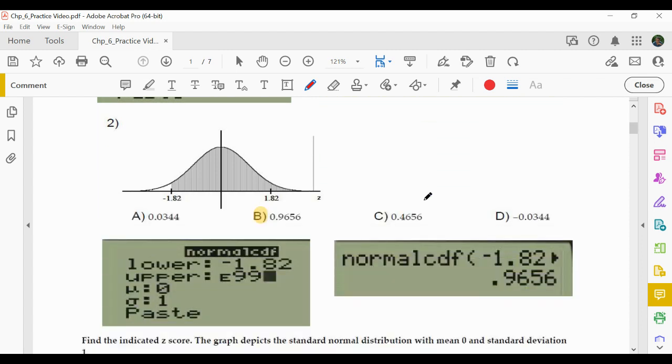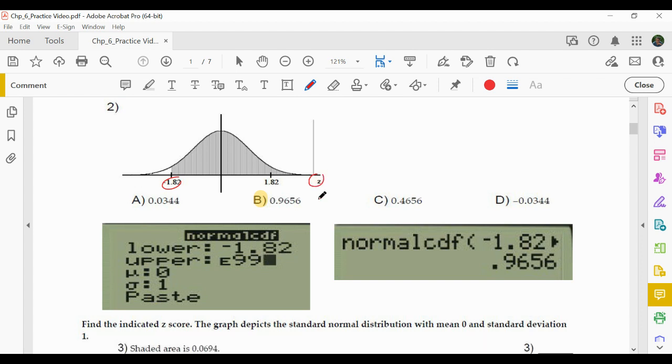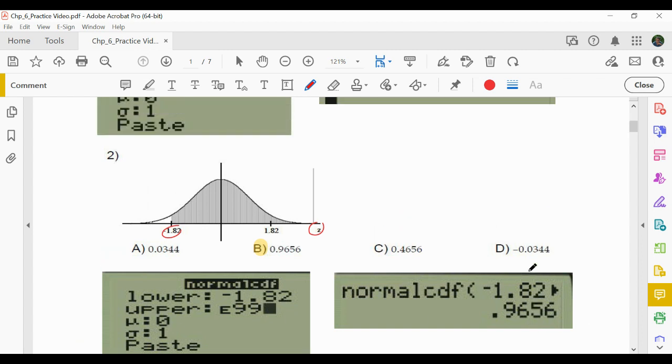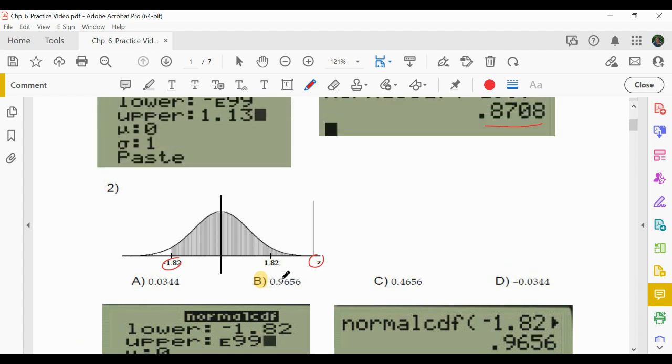Number two, same idea. He's asking us for the area that's under the curve. So here's my lower limit to my left, and I'm going all the way out to, I can't go any further. That represents positive infinity. So lower level, there it is, negative 1.82, going all the way out to positive infinity. Mean is still 0, standard deviation is still 1. Second function VARS, normal cumulative, 0.9656. And you see that, spot on.